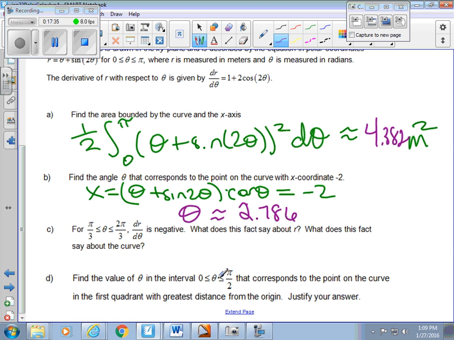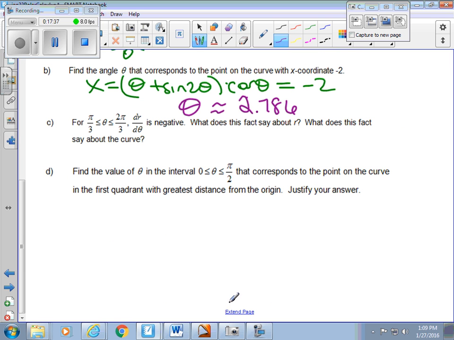Okay. For theta between pi over 3 and 2 pi over 3, dr d theta is negative. So it just answers that question for you. Are you not getting it? So you put it in the functions? Put this. Oh, I didn't do times cosine. Did you know why you do times cosine? Yeah, cool.